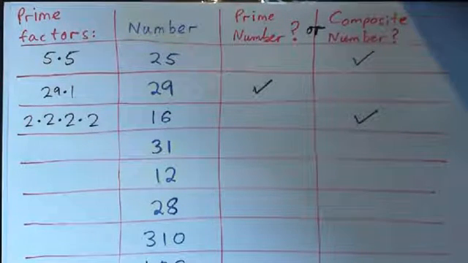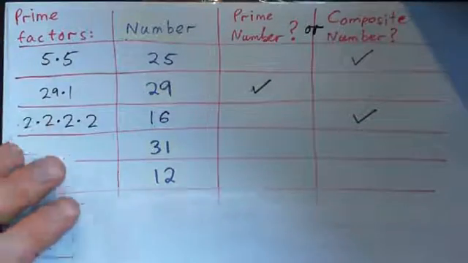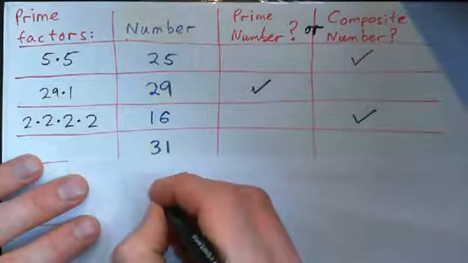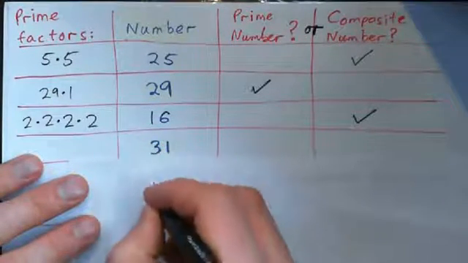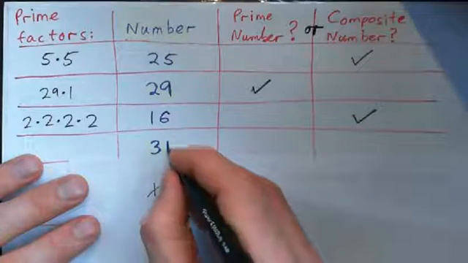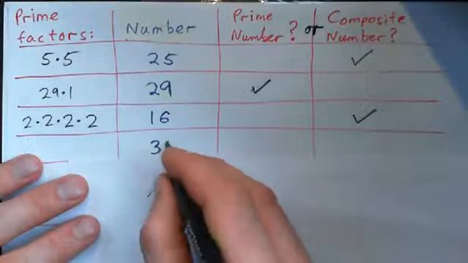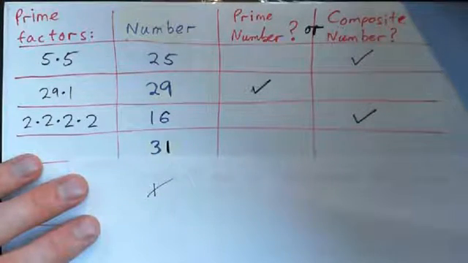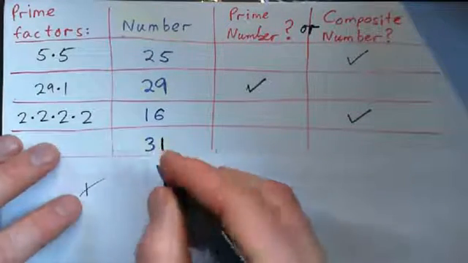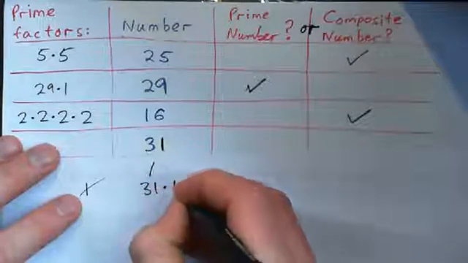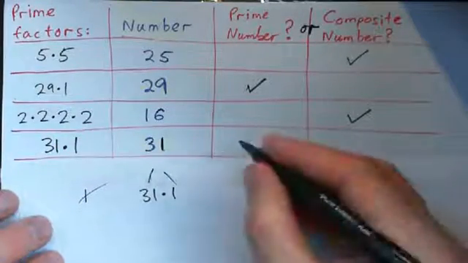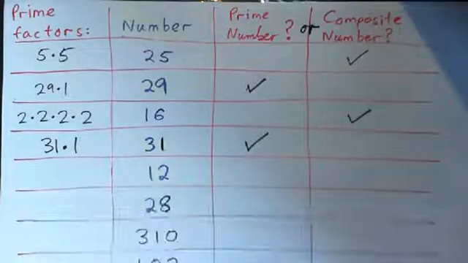Okay, so 31. Does 3 go into it? No, because 3 into 3 goes once, and then 3 into 1 doesn't go. So does 2 go in? 2 doesn't go in because that's odd. 4 doesn't go in there. 5, no, because it doesn't end in a 5 or a 0. 6, 7, 8, no. So 31 can only be written 31 times 1. That's the best we can do. So the prime factors of that would be just 31 times 1. It is in fact a prime number. It's not a composite number, right?